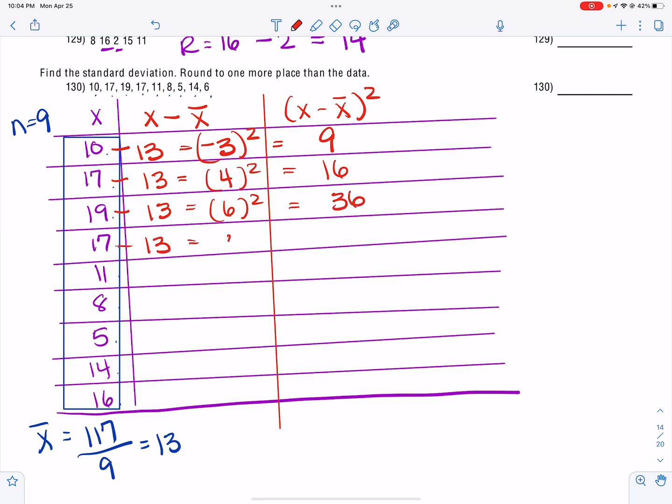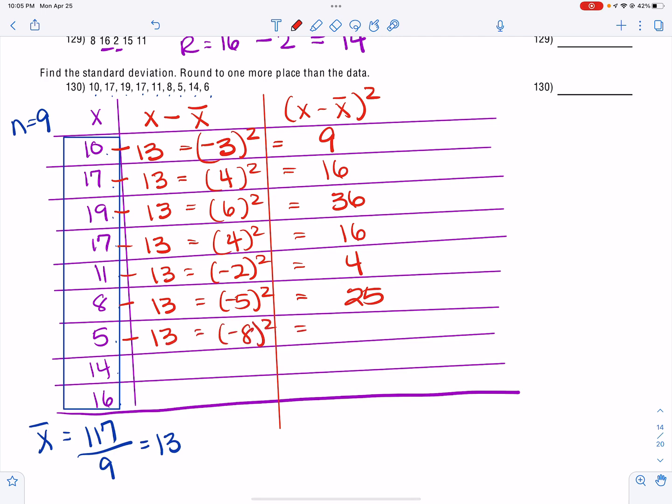17 minus 13 is 4. 4 squared is 16. 11 minus 13 is negative 2, and negative 2 squared is positive 4. 8 minus 13 is negative 5, and negative 5 squared is 25. 5 minus 13 is negative 8, and negative 8 squared is 64. 14 minus 13 is 1, and 1 squared is 1. And 16 minus 13 is 3, and 3 squared is 9.